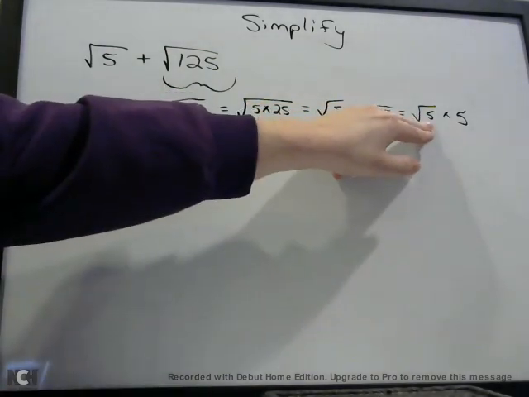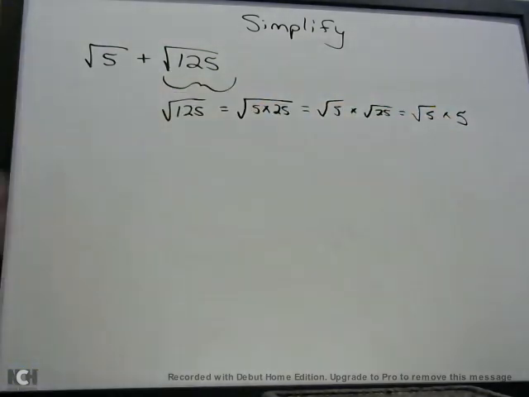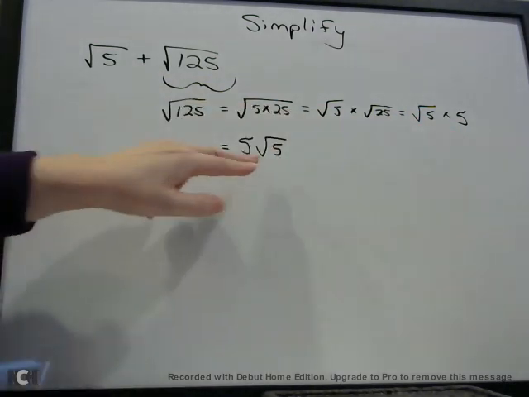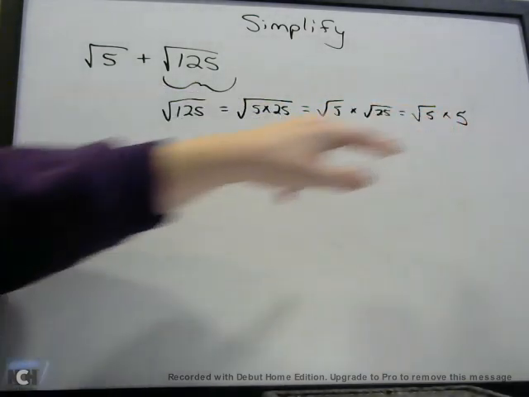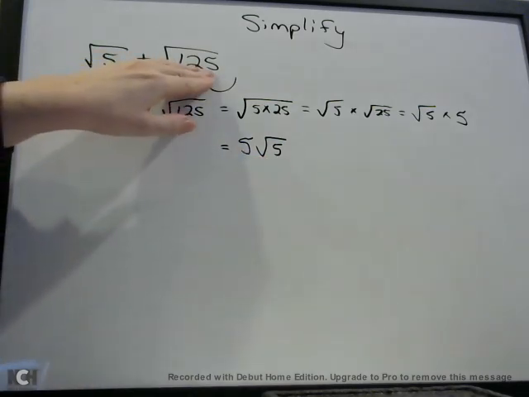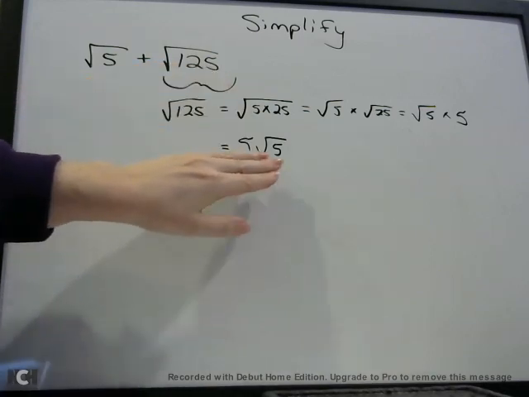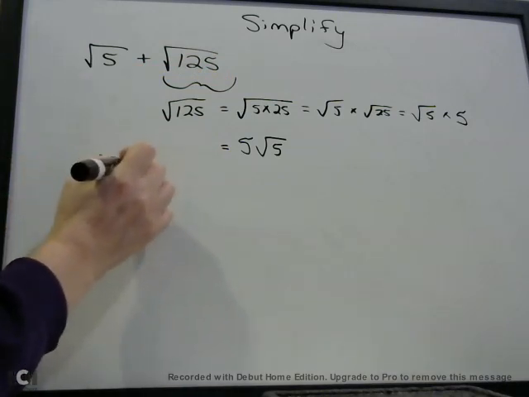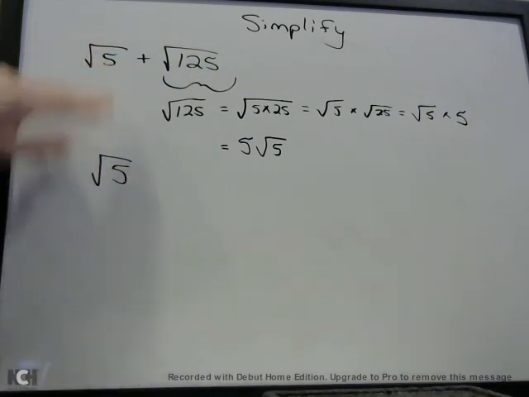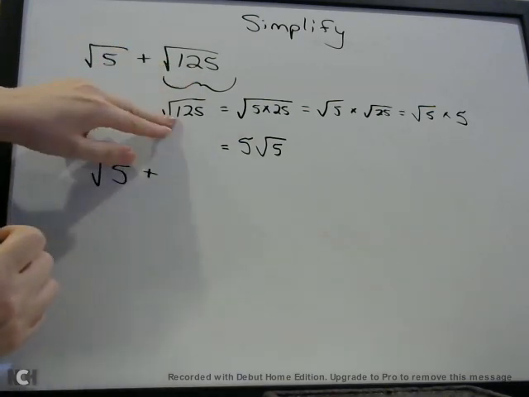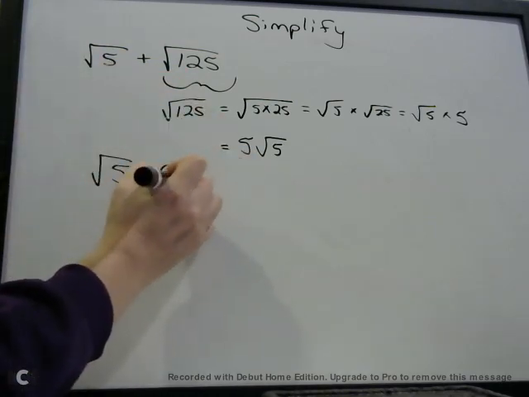Now we don't normally write it like this. We would write it with the whole number out in front and then just put the radical sign beside it. So the square root of 5 times 5 can be written 5 square root of 5. So we know we can simplify the square root of 125 to this. So we're going to plug this back in for the square root of 125. Our problem, remember, we had the square root of 5, so I'm just copying that down, plus, and we figured out that the square root of 125 can be written like this.